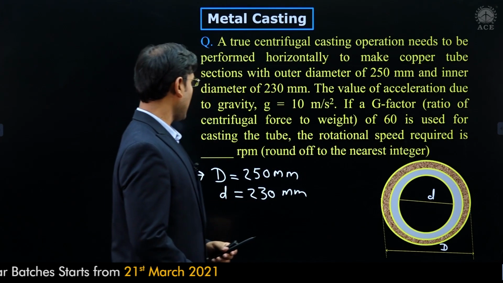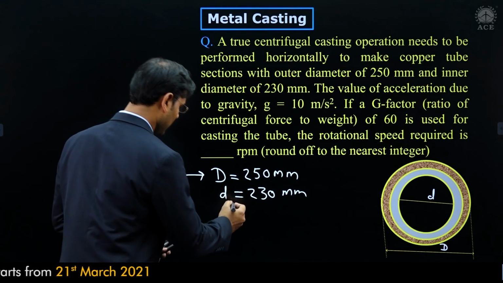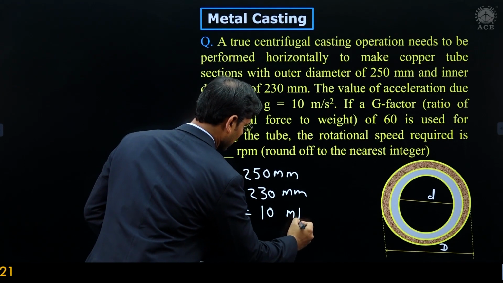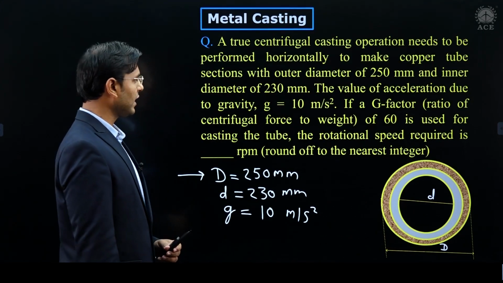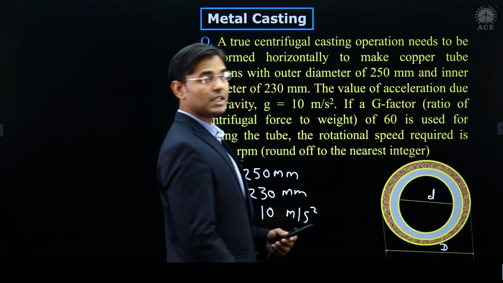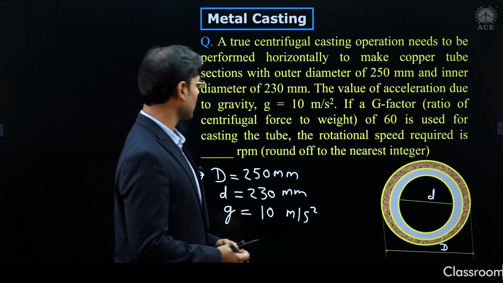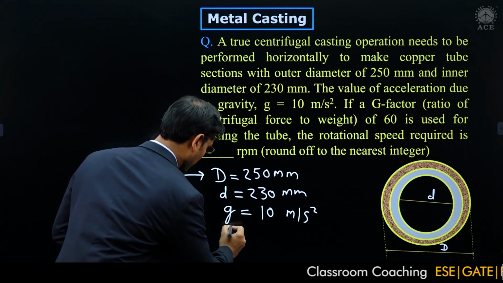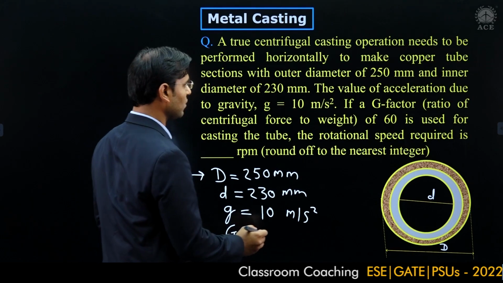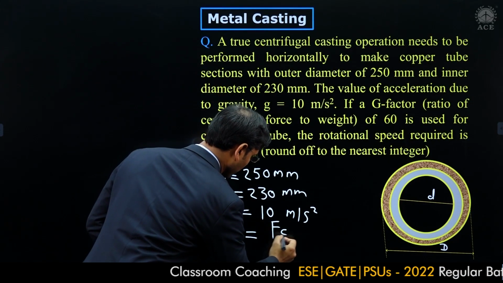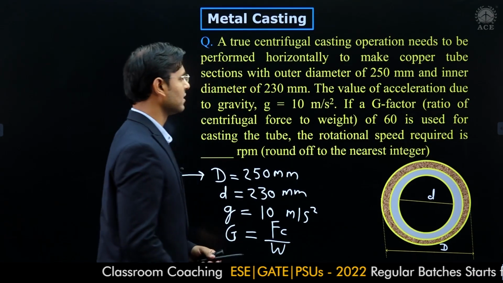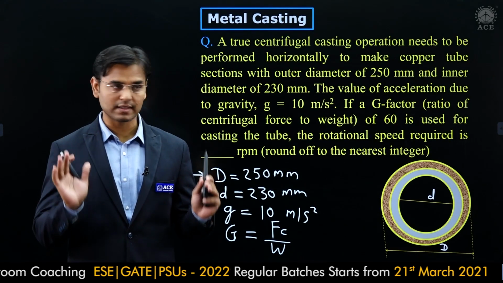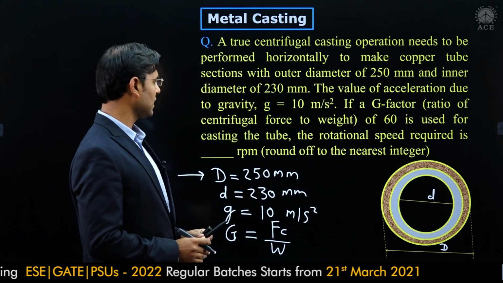The value of acceleration due to gravity g is given. Now please concentrate, g is given, that is 10 meter per second square. Here g is not 9.81. Full stop. The g factor, capital G, is the ratio of centrifugal force to weight. Very good thing they gave the formula. Then I am writing here the capital G, ratio of centrifugal force to the weight, is given as 60. Means here the value of G factor is given and that is 60. It is used for casting the tube.